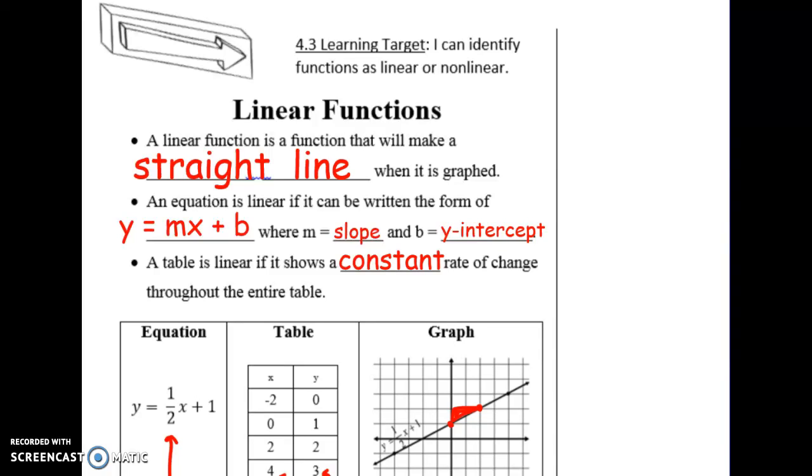But if you don't have a graph, there's also a couple of things we can look for, and I want to show you. So first of all, a linear function is a function that will make a straight line. Look right inside the word linear. See how the word line is most of the word? So linear means it's a straight line when you graph it.